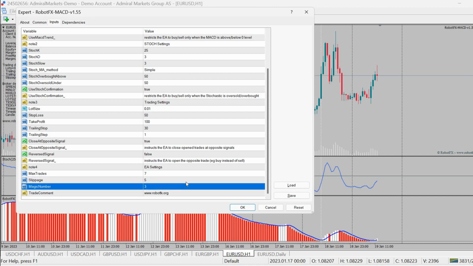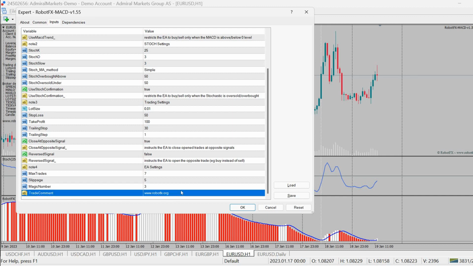And finally, there is the trade comment. You can use it to monitor trades by this expert advisor. It is a comment that you can see in the history of the trades or the open trades, and you can see it there.